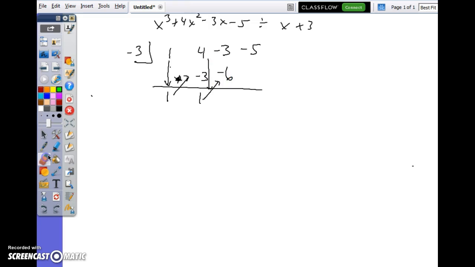Negative 6. Whoa, wait, you're right. We were both doing the same thing. I skipped one ahead. So I bring it down, I get negative 6. Negative 6 times negative 3 is? 18. This gives me 13.